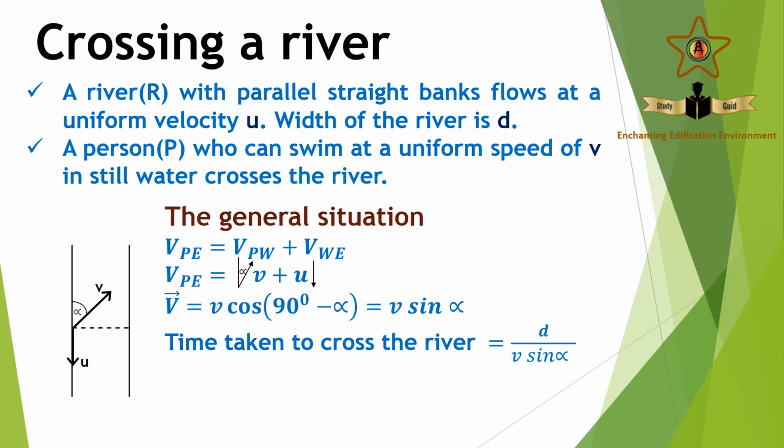Now, the velocity across, perpendicular to the water flow, is going to be v cos(90 minus alpha), that is v sin alpha. Therefore, the time taken to cross the river is going to be d divided by v sin alpha. Velocity along the river is going to be u minus v cos alpha.